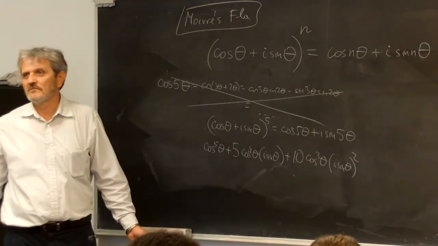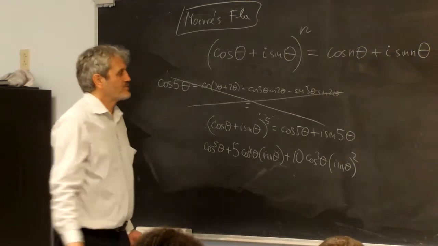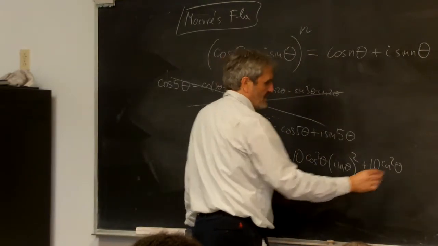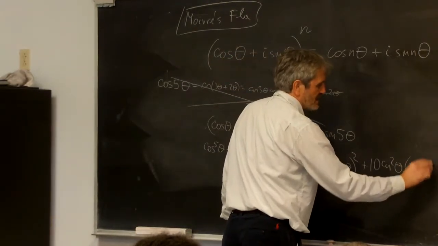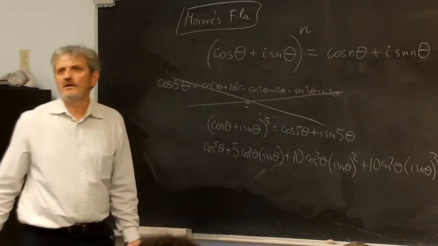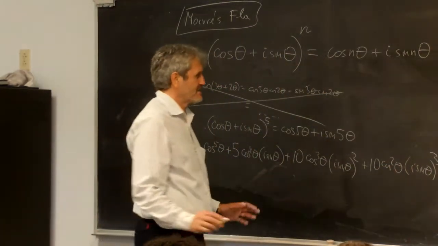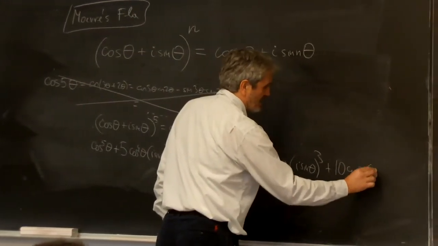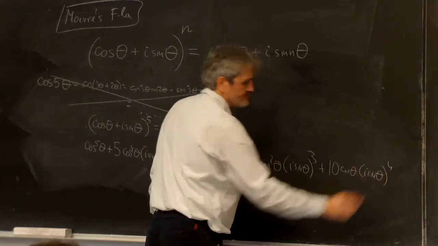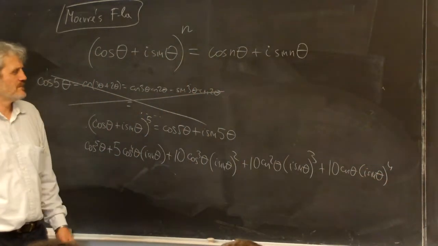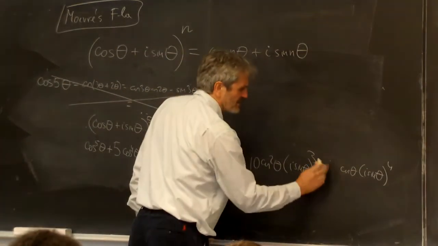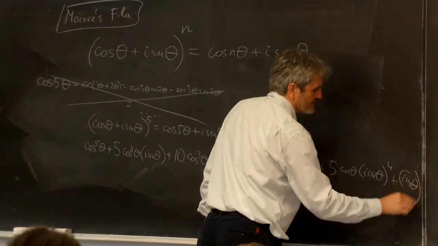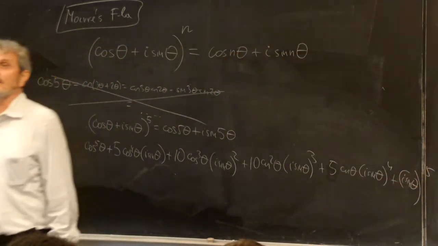Is this what we learned today? What's the next one? 5 choose 3, which is 10 again. Cosine squared theta times i sine theta cubed. Is there more? I didn't say it's going to be short. I said it's going to be quick. Plus 10 cosine theta i sine theta to the fourth. And what's the last one? Not 10 anymore. It's 5. And the last one is i sine theta to the fifth. Do you understand this calculation?